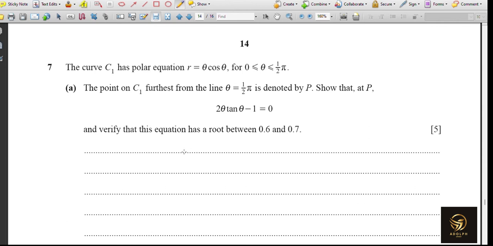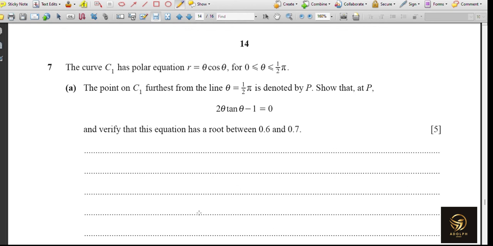So the next question is: the curve C1 has polar equation r equal to theta cos theta, for theta between 0 and pi by 2. The point on C1 furthest from the line theta equal to pi by 2 is denoted by P. Show that at P, 2 theta tan theta minus 1 equal to 0.